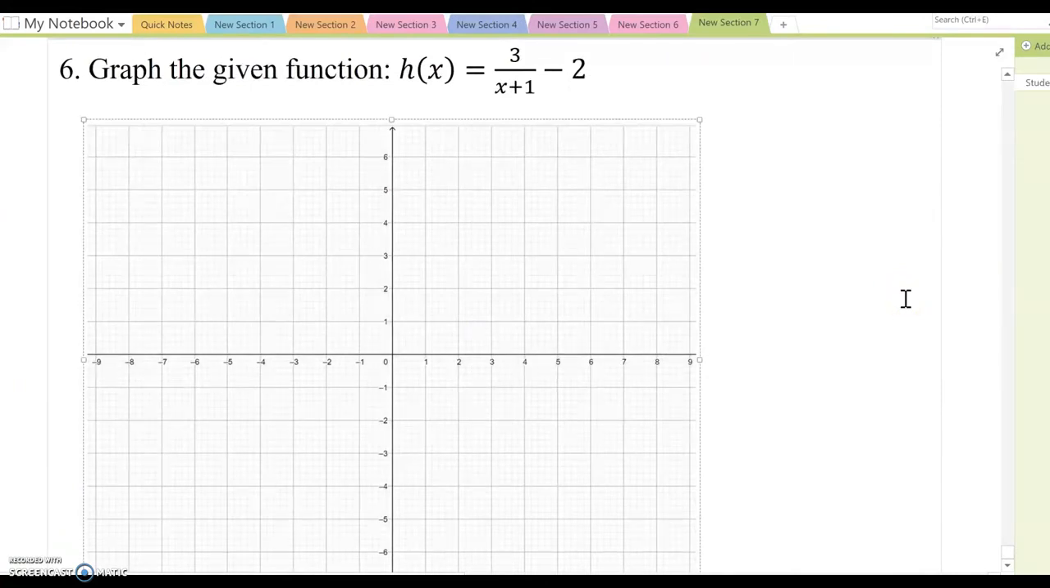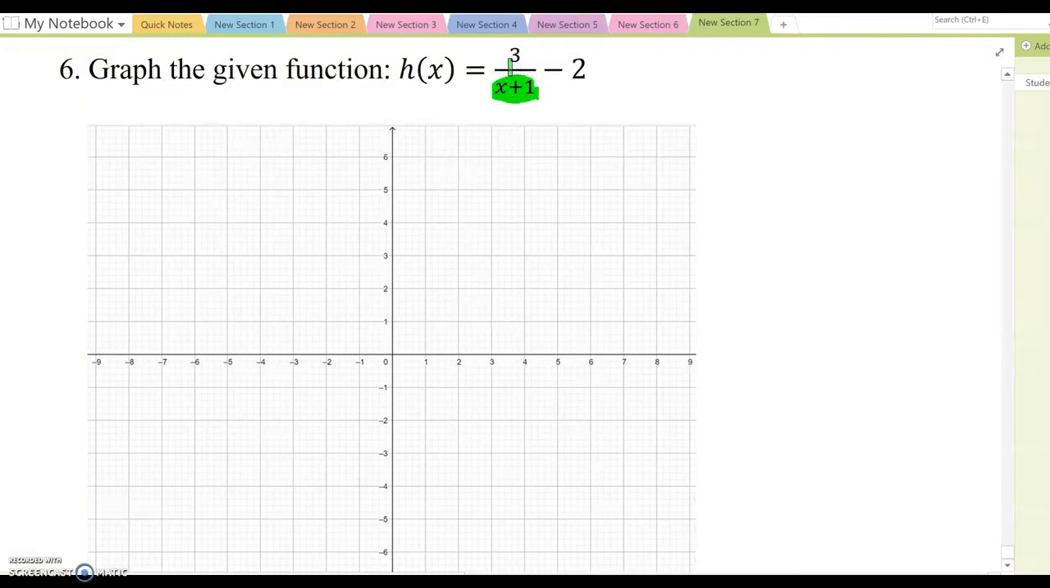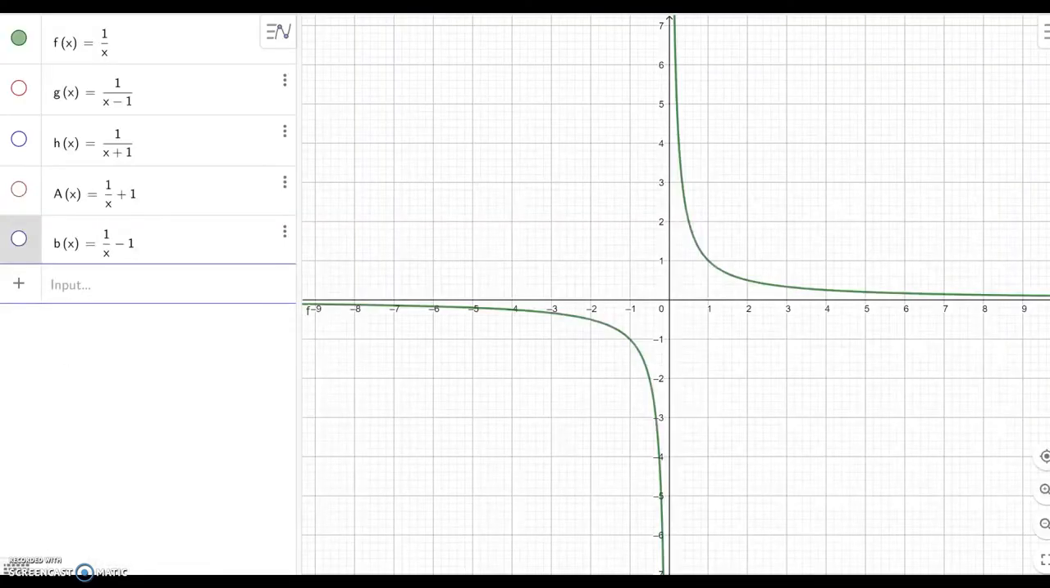So number 6, graph the given function h of x equal to 3 over x plus 1 minus 2. Okay, now you have to think carefully. This x plus 1 is together, which means it's like in the parentheses, and the minus 2 is kind of outside here. So before we design this graph, I'm going to go to the GeoGebra program just to review a few graphs again. So this is the f of x equal to 1 over x graph here. Now I want to compare g of x equal to 1 over x minus 1.